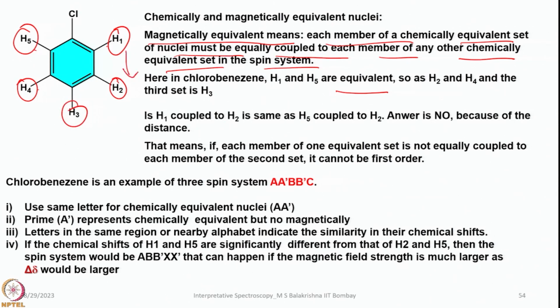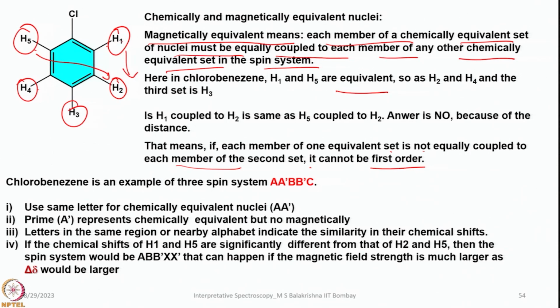Okay, is H1 coupled to H2 the same as H5 coupled to H2? The answer is no, because of the distance. That means if each member of one equivalent set is not equally coupled to each member of the second set, it cannot be first order. So this is how you can determine whether a given molecule would give a first order coupling or second order coupling when you have a situation like this.